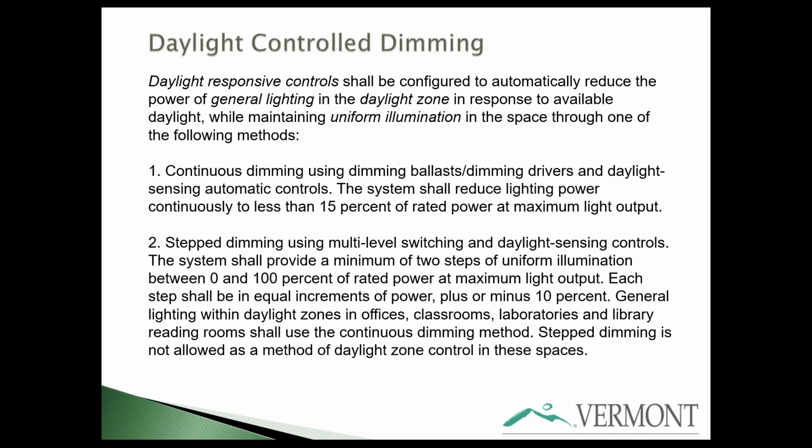If you're using step dimming, it has to be a minimum of 2 steps of uniform illumination between 0 and 100. So 0, 33%, 67%, 100% would be acceptable. Each step should be in equal increments of power, plus or minus 10%. General lighting within daylight zones in offices, classrooms, laboratories, and reading rooms shall use the continuous dimming method, and step dimming is not allowed as a means in those spaces.